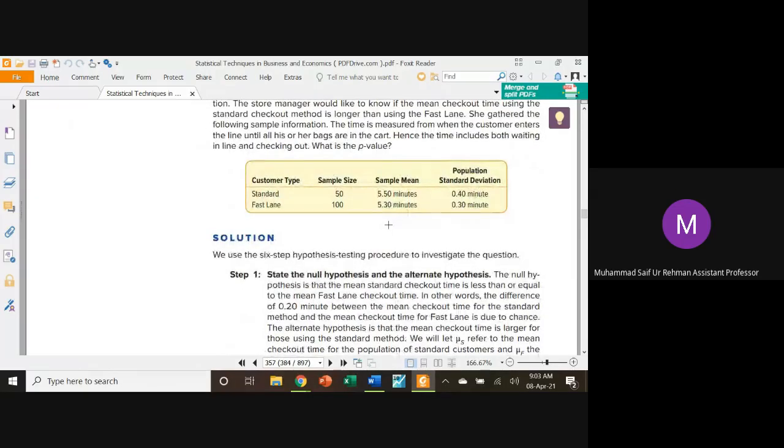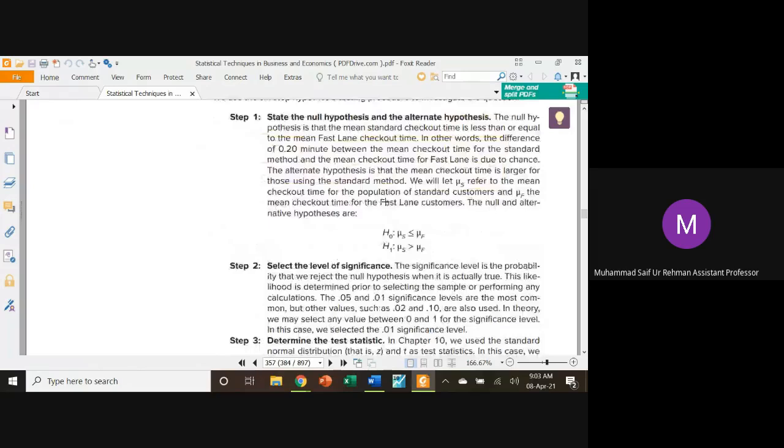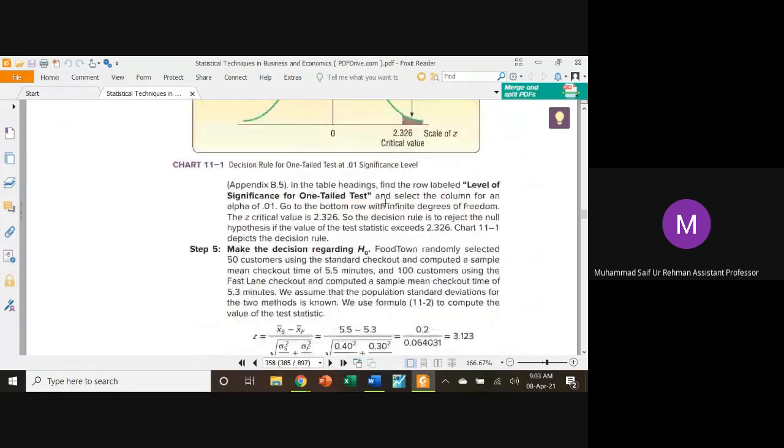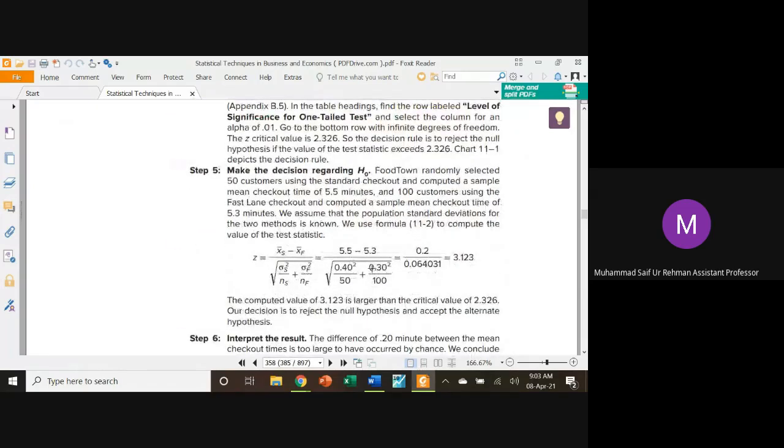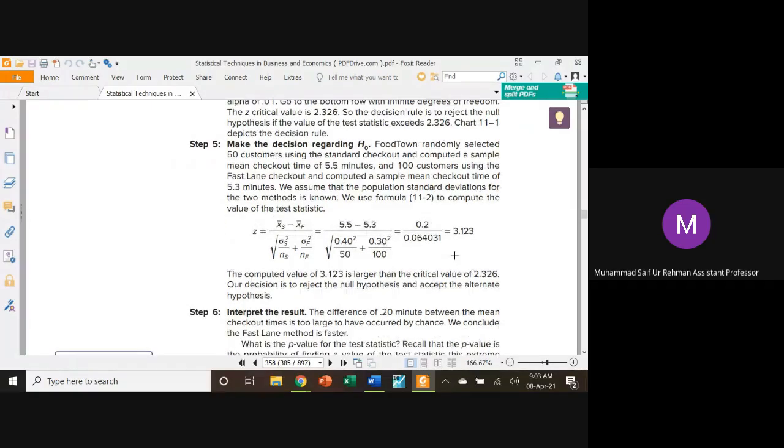5.5, 5.3. So for standard it was 5.5, for fast it was 5.3. So you will substitute the values, and similarly standard deviations are also given. So you will substitute all these values, and you will find out the result, that is 3.123. So you can simply see that this is greater than 2.33.